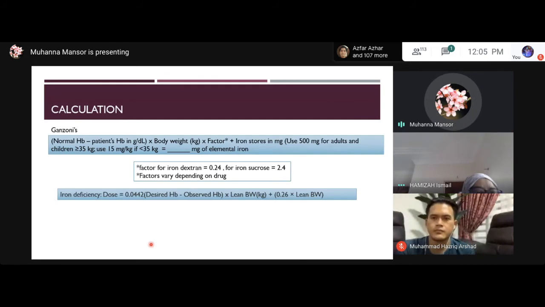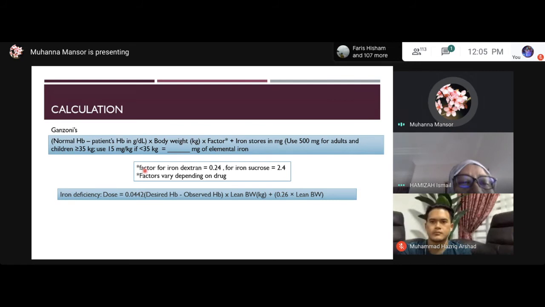So after we decide how to give, the calculation of how much iron deficiency we have to give is the standard or classical Ganzoni formula, which is normal Hb. Usually in non-pregnant we aim for 15, but in pregnant we aim for 14 or 14.5, and we minus the current patient's Hb, times body weight, and times a factor.